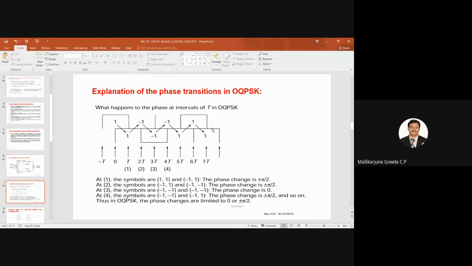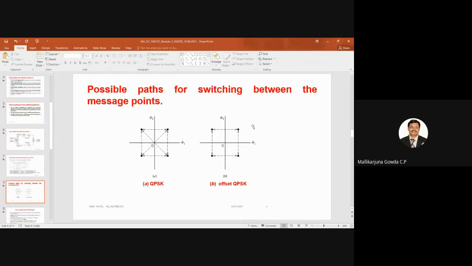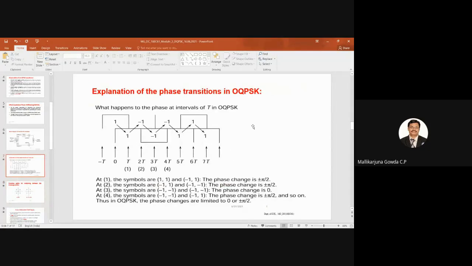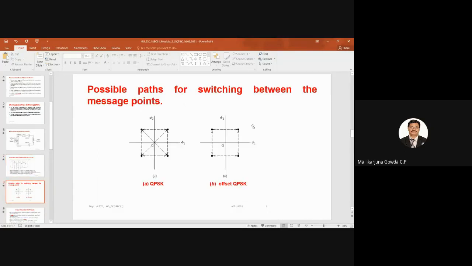So how do we do that? We have delayed the quadrature path by one symbol duration. That is why here it is written. See, it starts with 0, t, 2t, 3t, 4t, 5t, 6t, 7t, and so on. It is delayed by t, right? That is why it started with minus t. Is this fine? So only the convention is -1 represents 0. Okay, fine.